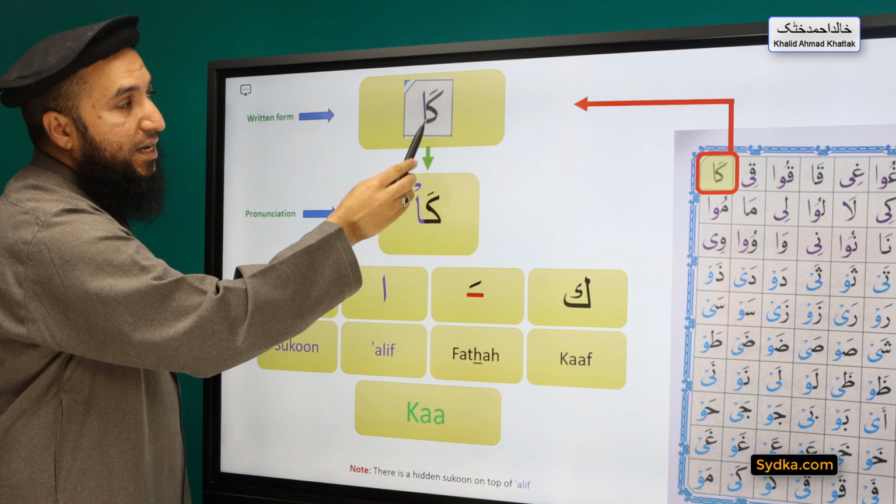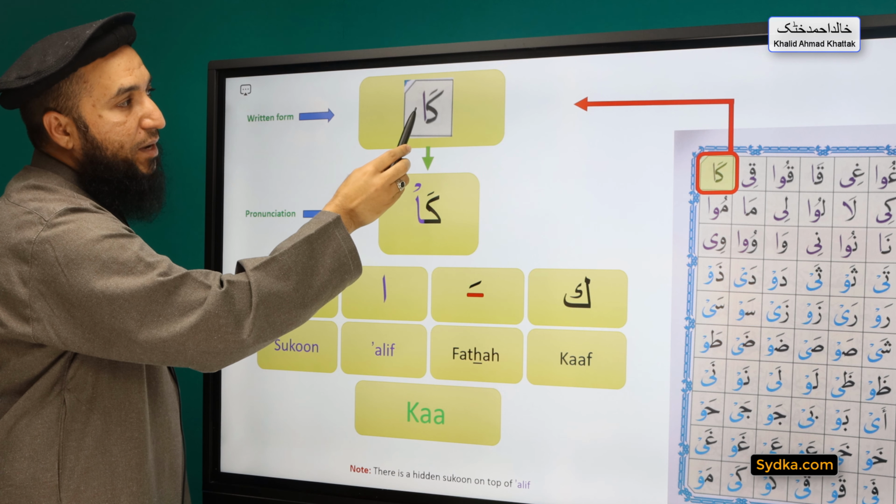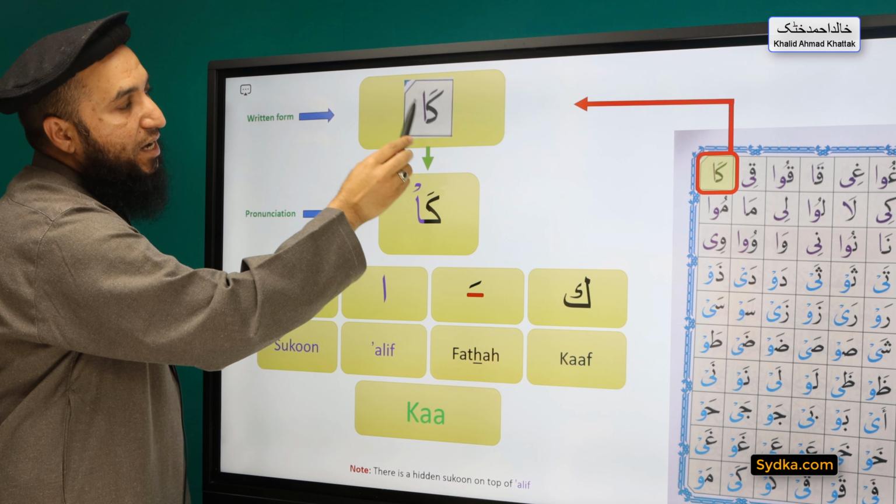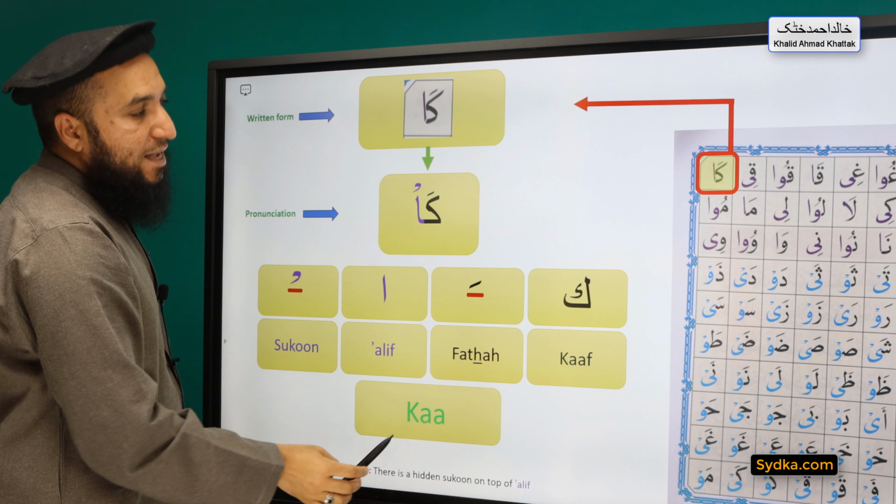So the next syllable we have is Kaf Fatha Alif Sukun. Kaf is a light letter, it has Fatha on top of it, it is followed by Alif, and this Alif has hidden Sukun. Kaf Fatha Alif Sukun Ka.